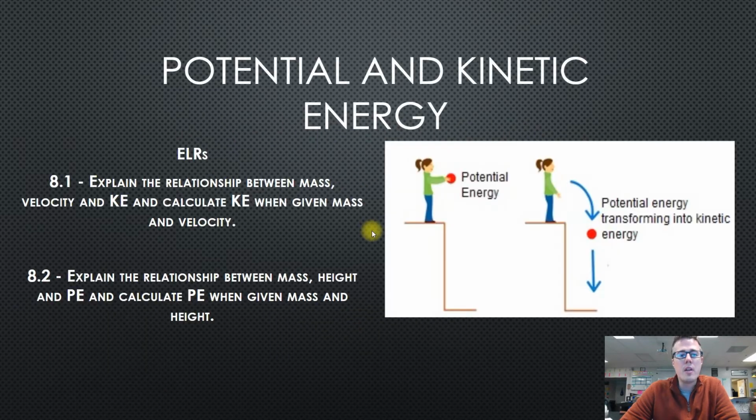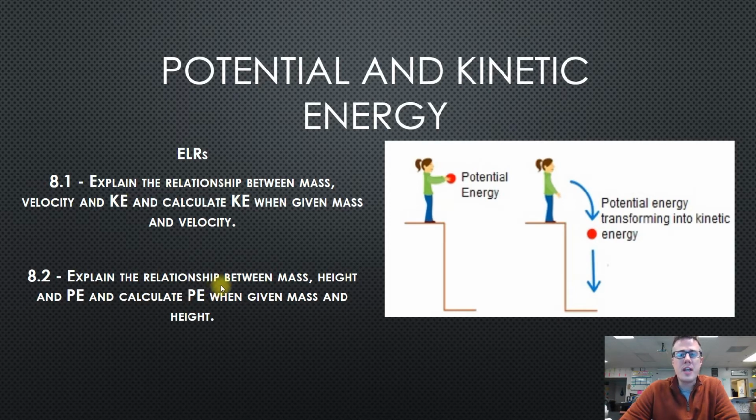Here we go. Your goal today is to be able to do two things, and they're very similar. Your job is to be able to explain the relationship between mass and velocity when it comes to this idea of kinetic energy. Mass and velocity are the only two things that are in this equation. And you're also going to be able to calculate it when you're done. You're also going to need to do the same things for potential energy, but with the things that are in that equation. Mass and height go in potential energy. So you're going to calculate that one also.